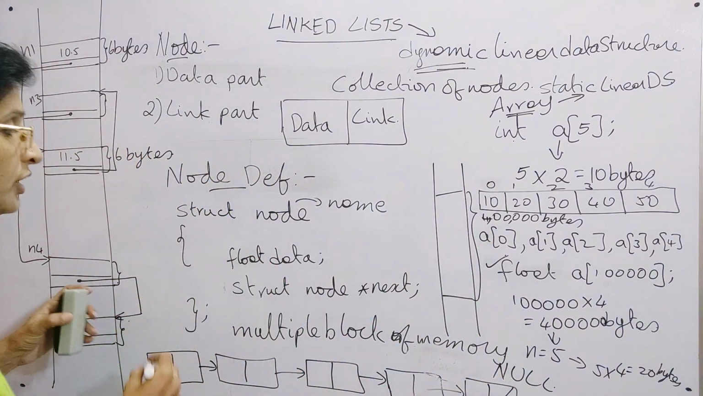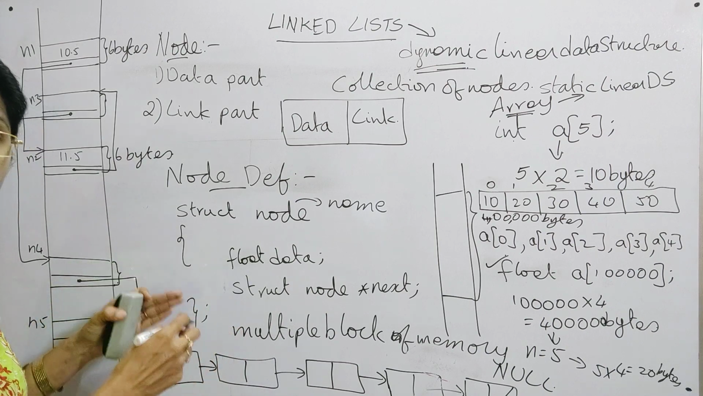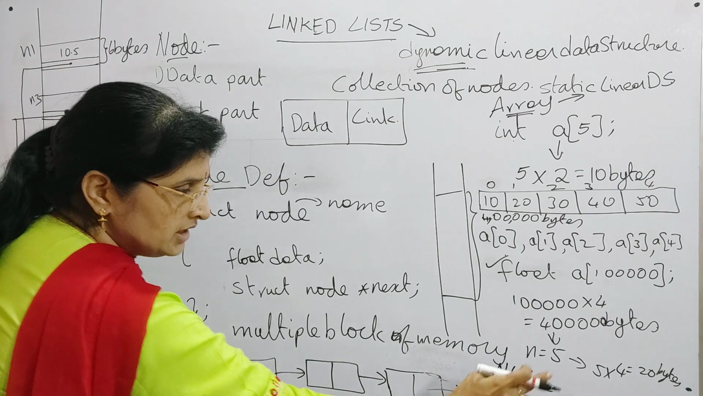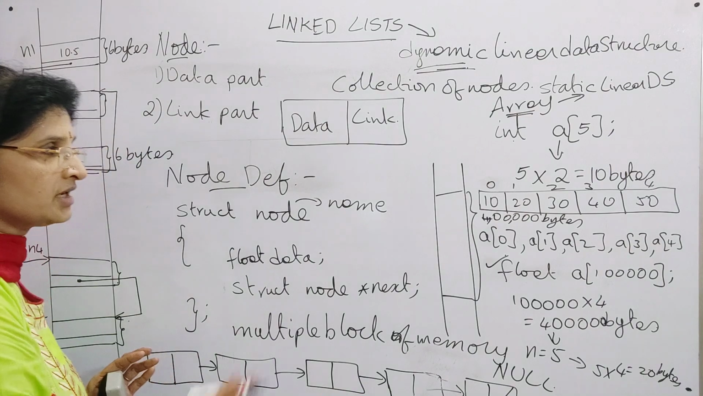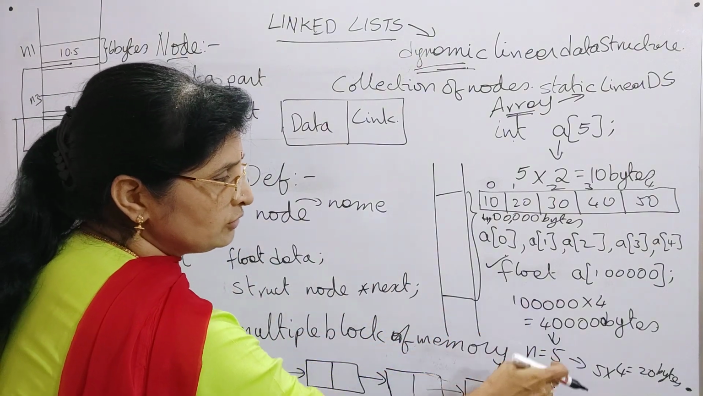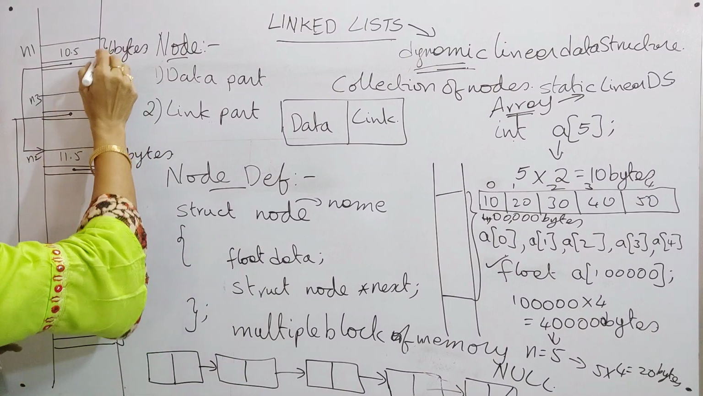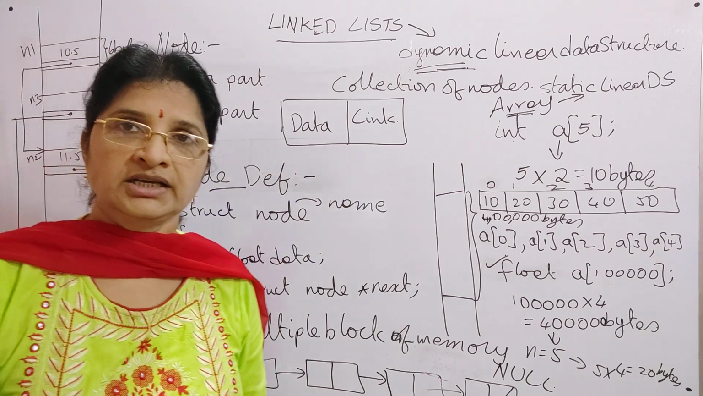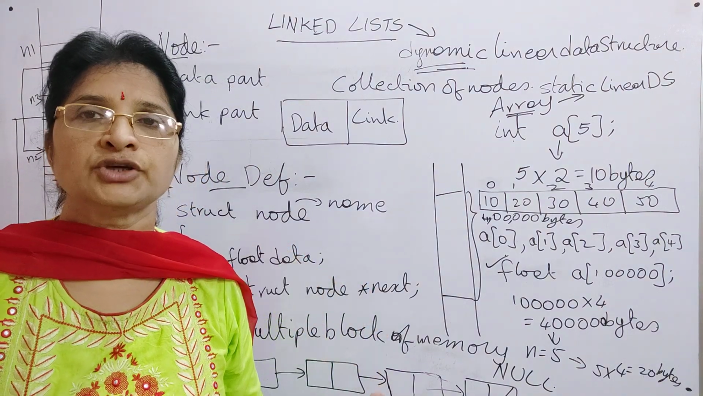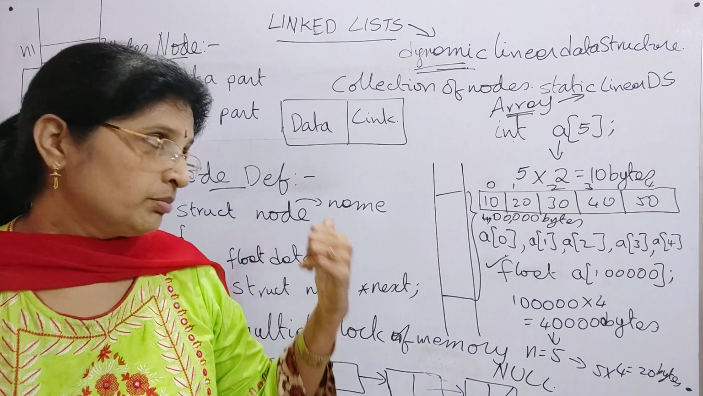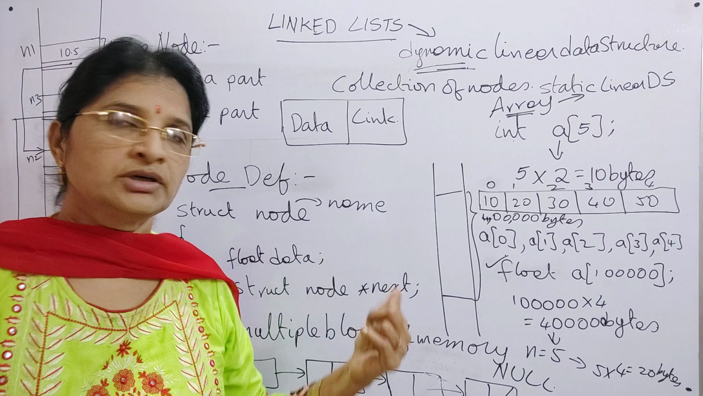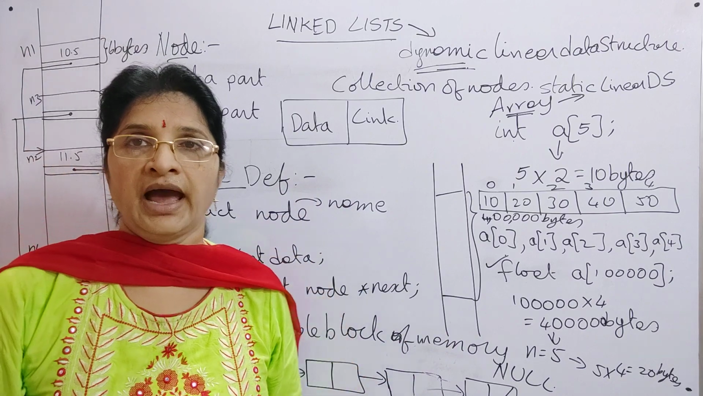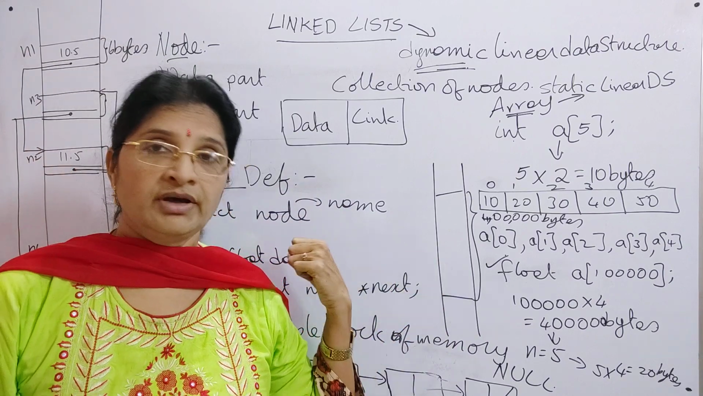In the case of linked list, you can use only the memory that is required. For example, if you take the same example, here we are using 6 bytes for each block, so 6 into 5, that is 30 bytes of memory is used in the case of linked list. That is how you can use the linked list. When compared to arrays, linked list has many advantages, whatever we have seen till now.